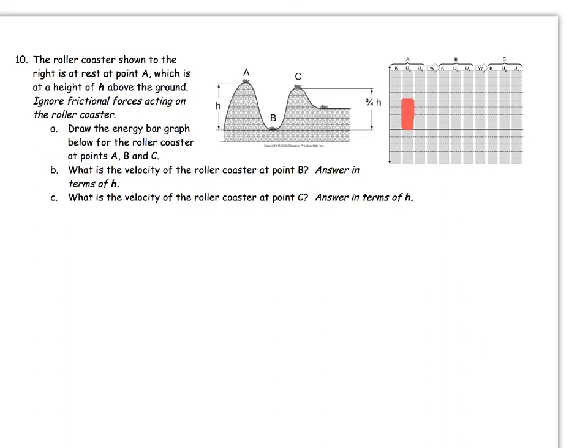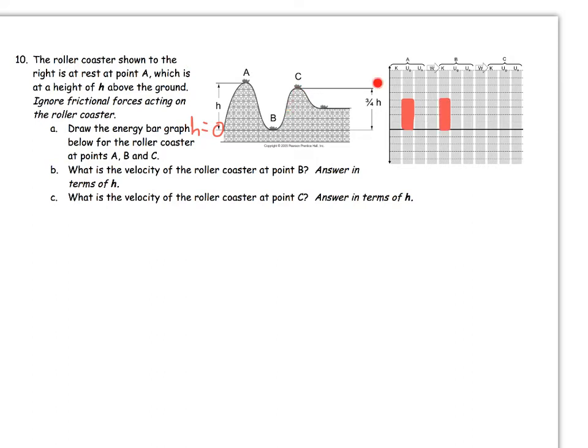As it transitions down here to B, I'm going to say my height is 0 down at B, and so that means it's only going to have kinetic energy there. So those 4 bars of gravitational potential are going to become kinetic here. There's no work being done because we're ignoring frictional forces. The only force we have is gravity, but that's a conservative force.